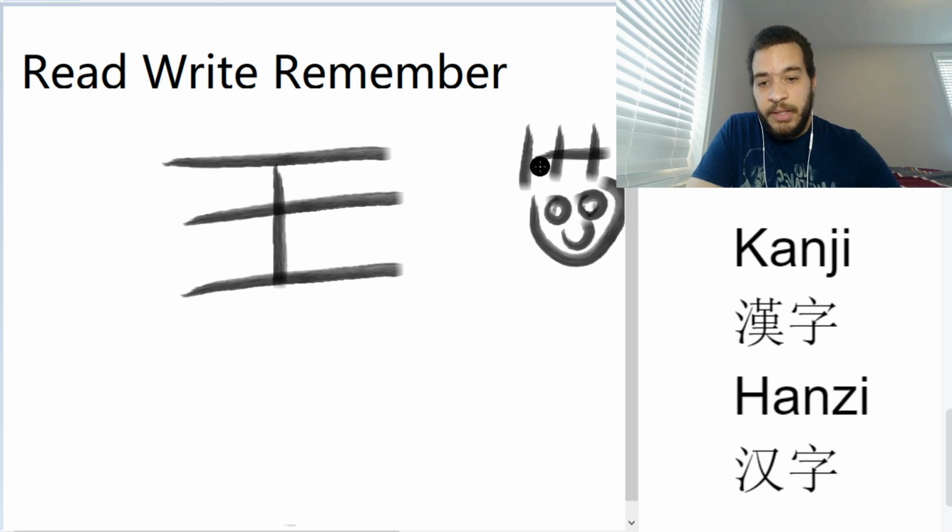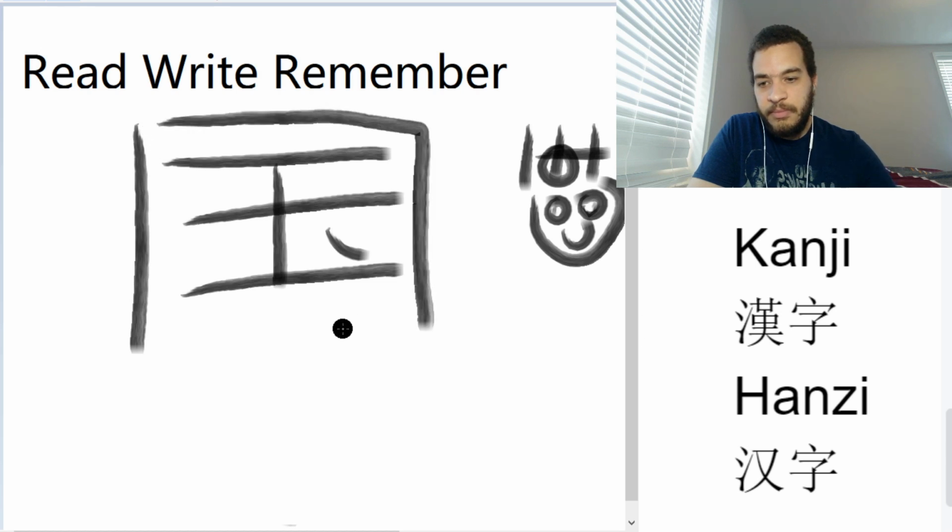Now, what about the thing that goes in the center of a crown? Maybe he's got a nice jewel there. So to change king into jewel, we would just add a little dot right there. Now, think about, what does the king rule over? Well, he rules over a kingdom, but if we think about modern times, we might say that the king is a leader and he leads a country. So if you put jewel into a box, you get the character for country.